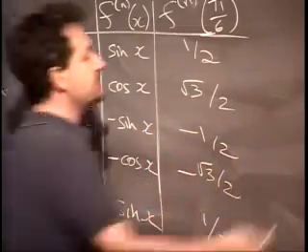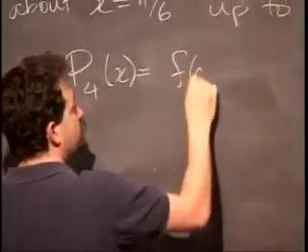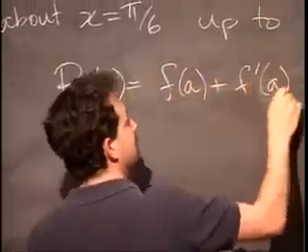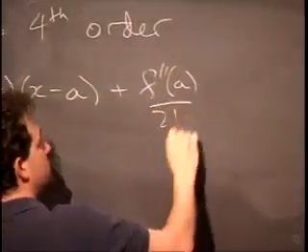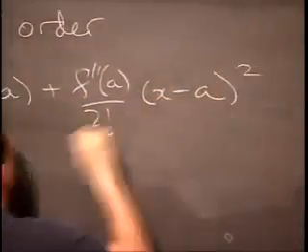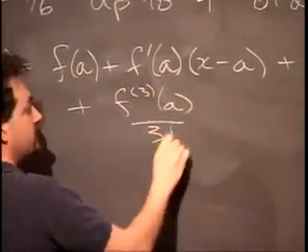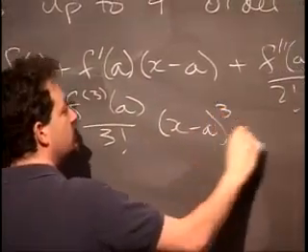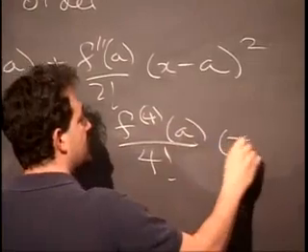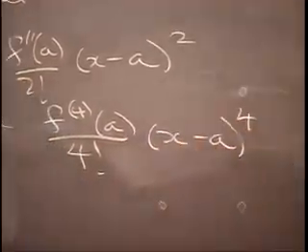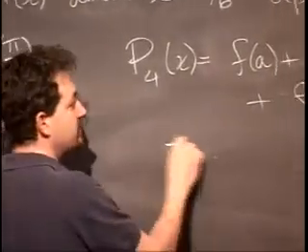So what we're actually asking for is P4 of x in this case. And in general, it looks like f of a plus f prime a, x minus a, plus f double prime over 2 factorial, x minus a all squared, plus the third derivative over 3 factorial, x minus a all cubed, plus finally the fourth derivative over 4 factorial, x minus a to the fourth. That's the fourth order Taylor polynomial in general. See how useful it is to be able to write this?